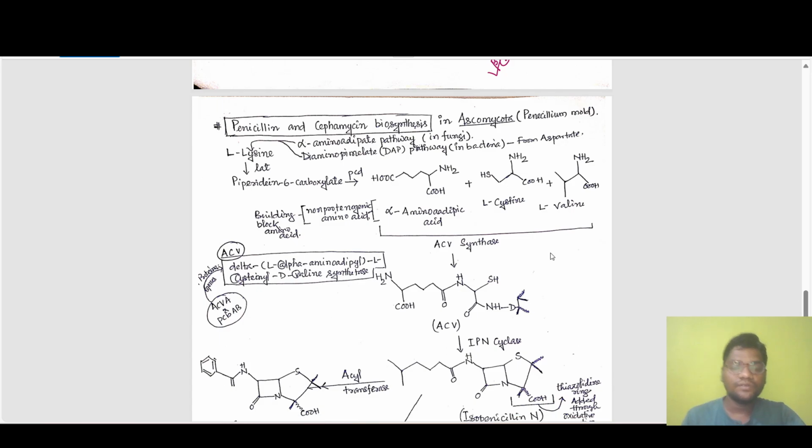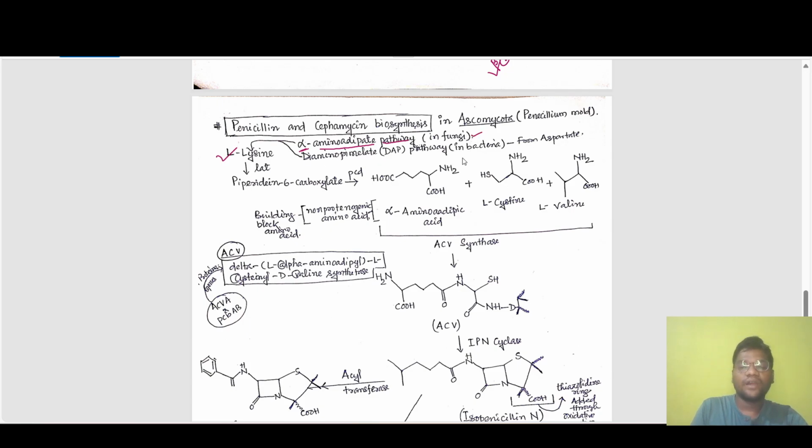Coming to the beta lactam pathway that is happening in the fungus, we have taken an example of penicillin and cephamycin biosynthesis in Ascomycota, particularly the penicillin mold species. So in penicillin, L-lysine will be the precursor molecule from where the pathway will be started, and this L-lysine is produced in fungi by a pathway called the alpha aminoadipate pathway.